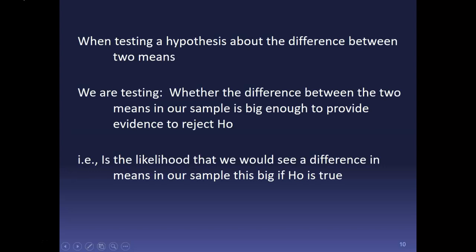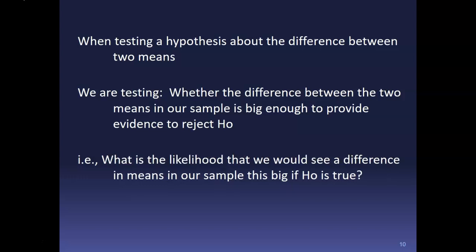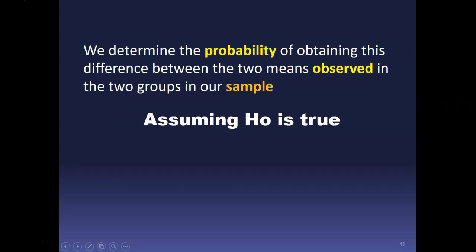When testing a hypothesis about the difference between two means, we are testing whether the difference between the two means in our sample is big enough to provide evidence to reject the null hypothesis. In other words, what is the likelihood that we would see a difference in means in our sample this big if the null hypothesis is true? We determine the probability of obtaining this difference between the two means observed in the two groups in our sample under this assumption that the null hypothesis is true.